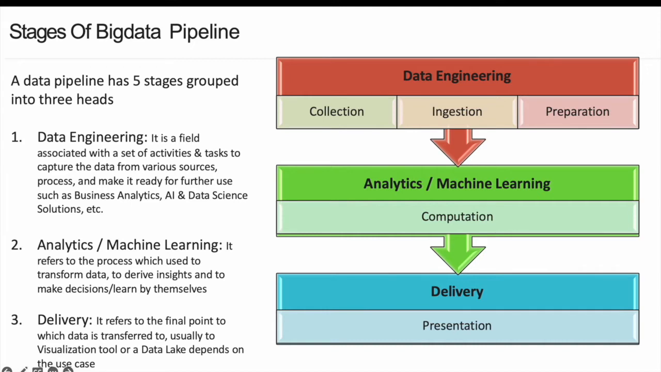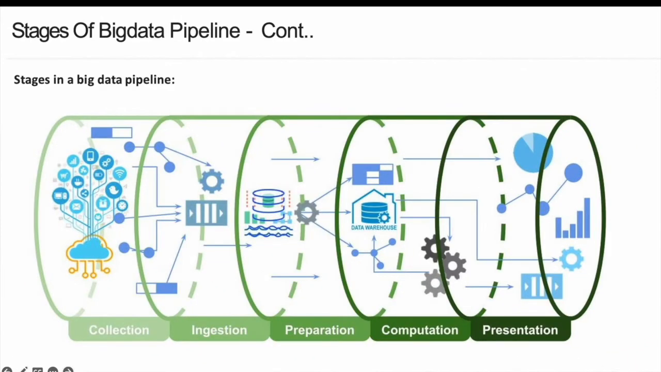Once this part is done, you go to the next one, which is analytics and machine learning, the computational part. The data which is cleansed and ready, you do permutation and combination on top of that and do the transformation on this data. And once the data is transformed to the desired format, it can be presented to the next layer, to the client or customer, whoever you want. It can be delivered, or it can be pushed again to the data warehouse. This is what we call the 5 stages.